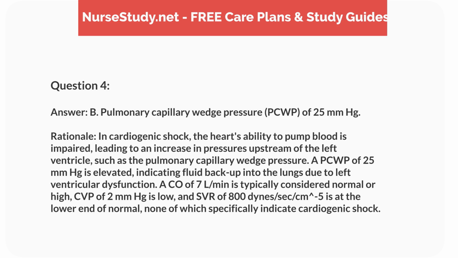Rationale: in cardiogenic shock, the heart's ability to pump blood is impaired, leading to an increase in pressures upstream of the left ventricle, such as the pulmonary capillary wedge pressure. A PCWP of 25 millimeters of mercury is elevated, indicating fluid backup into the lungs due to left ventricular dysfunction. A CO of 7 liters per minute is typically considered normal or high, CVP of 2 millimeters of mercury is low, and SVR of 800 is at the lower end of normal, none of which specifically indicate cardiogenic shock.